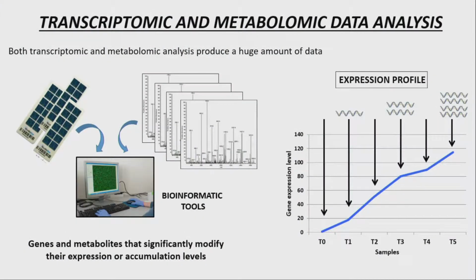So at the end of this analysis, we can determine genes and metabolites that significantly modify their expression or accumulation in the different samples that we analyze. In fact, we can profile the gene expression of all the genes that we can monitor, or all metabolites, and we are able to find the decreasing or increasing expression of these molecules.